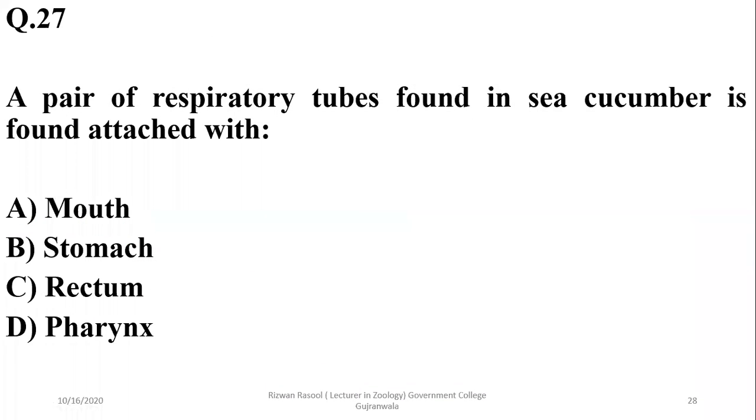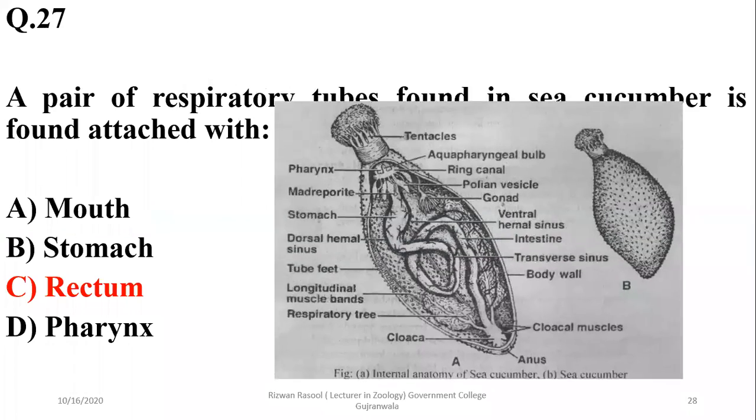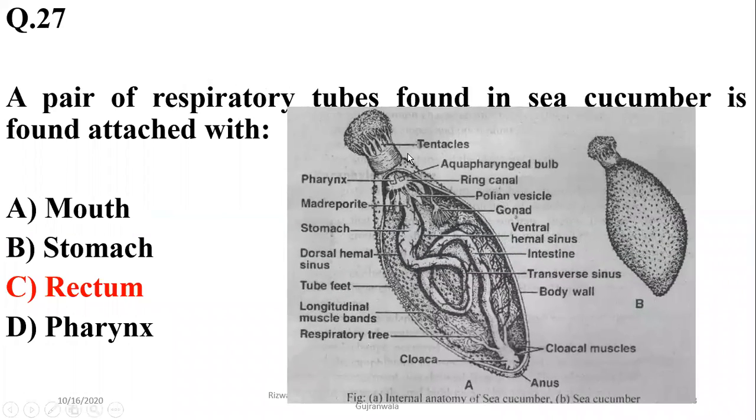Number 27. The pair of respiratory tubes found in sea cucumber is attached with the rectum. And these respiratory tubes are linked over here, as you can see. That respiratory tree in sea cucumber is associated with the rectal portion, or rectum. So the right option will be Charlie. It is not found at the side of the mouth, stomach, or pharynx.